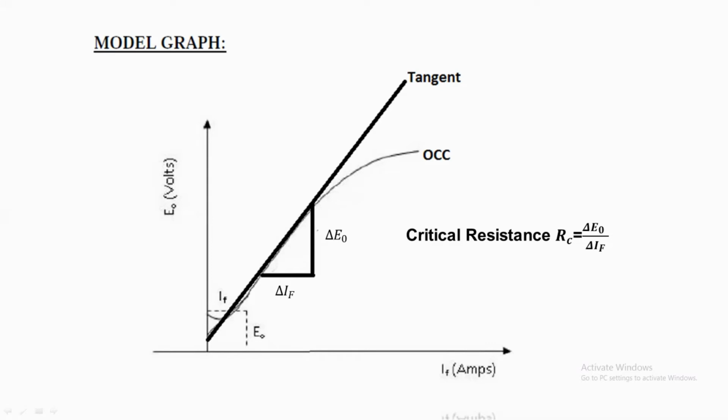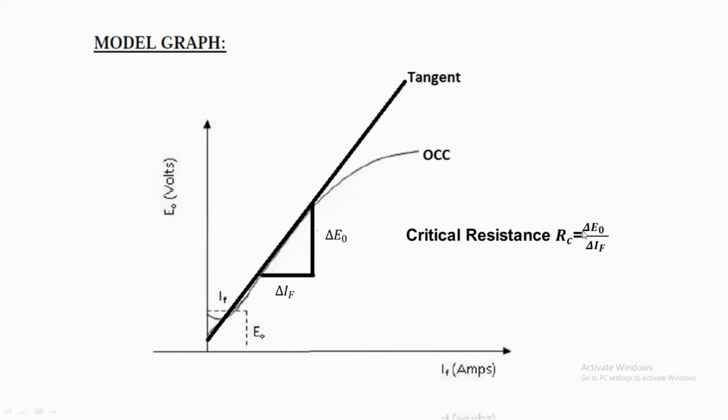What is critical resistance? Critical resistance is the maximum field circuit resistance with which the shunt generator would excite. That is the maximum allowable resistance. Beyond the critical resistance in the field circuit, the generator is not able to build up the voltage.